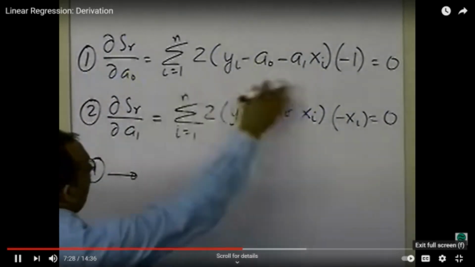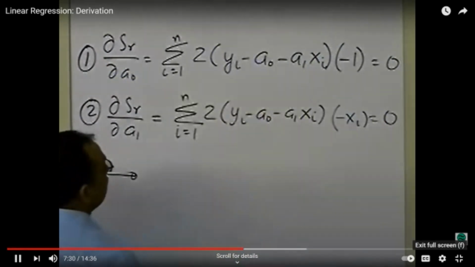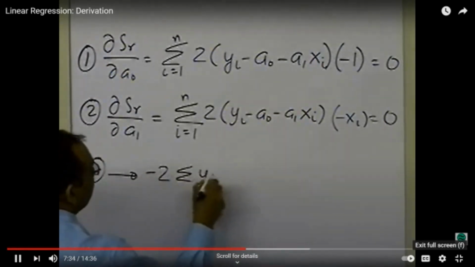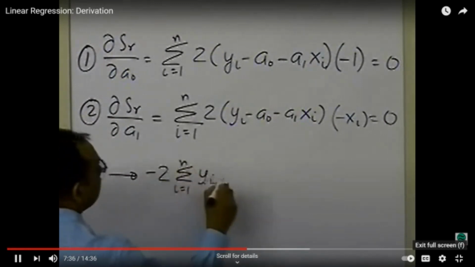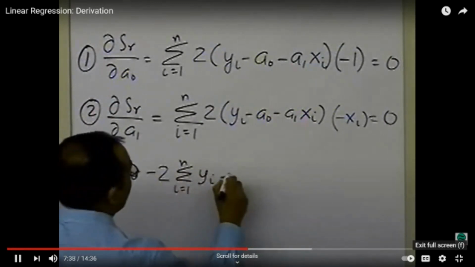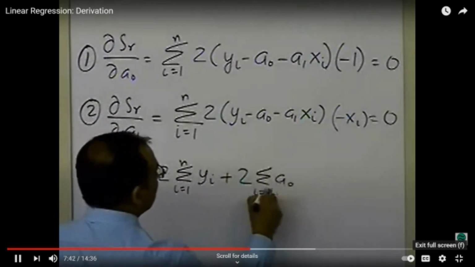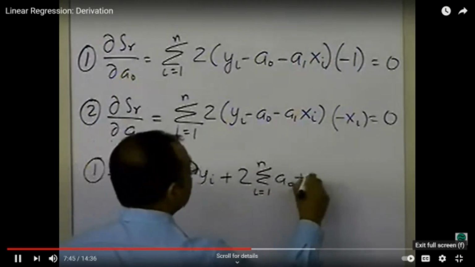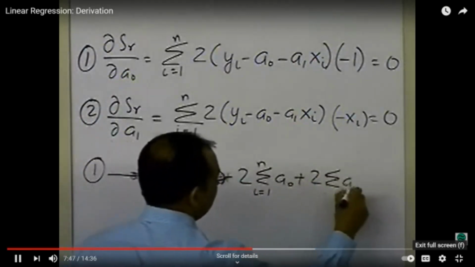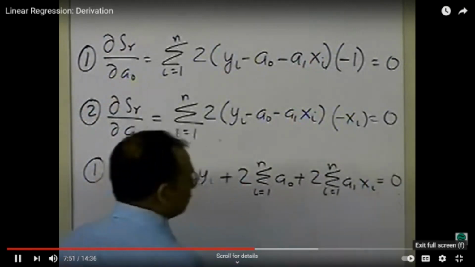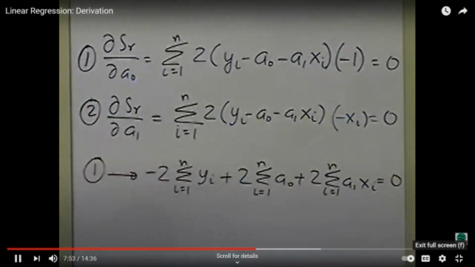let me just expand this summation separately. I'll get minus 2 summation y sub i, i equals 1 to n, plus 2 summation a0, i equals 1 to n, plus 2 summation a1 x of i equal to 0. That's what I get from the first equation. Now what do I get from the second equation?